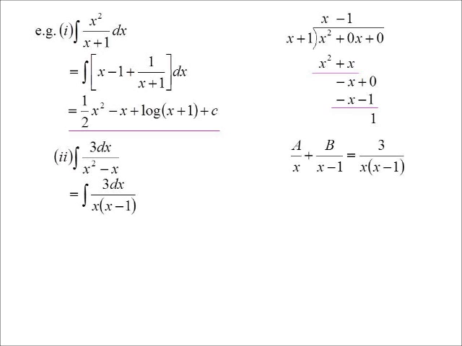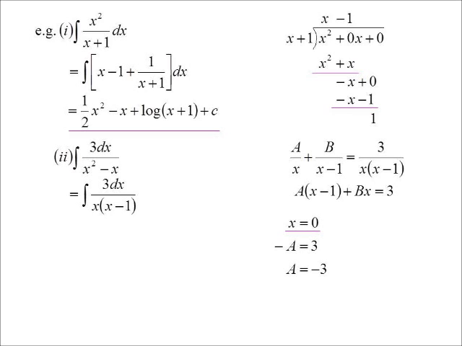Now, there are different ways of finding these constants. Probably the easiest way is to multiply everything by the x(x minus 1), and it gets rid of the fractions. And so I now have a new statement, A(x minus 1) plus Bx equals 3, and I just use clever substitution of x to find the values. So if I substitute in x equals 0, the B disappears, and I simply now have a statement that says minus A is equal to 3, A is negative 3. And then I can do a similar thing to find B. If I substitute in x equals 1, then the first bit disappears and I just get B equals 3.